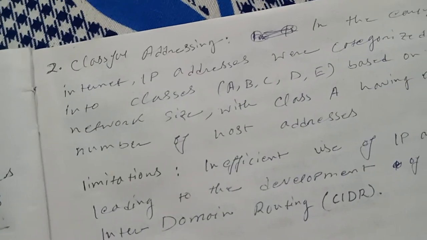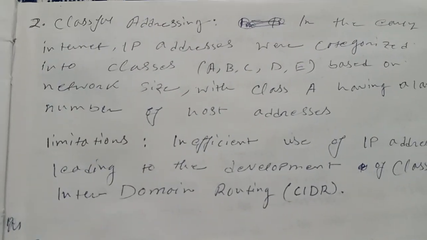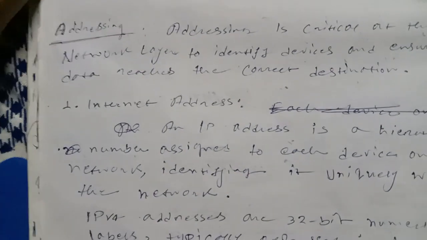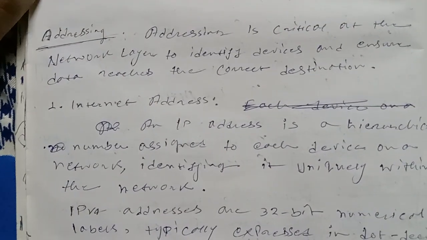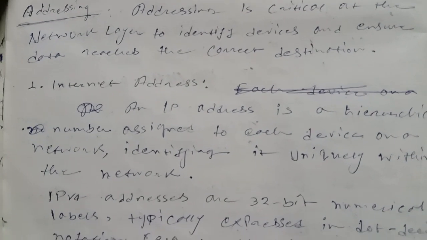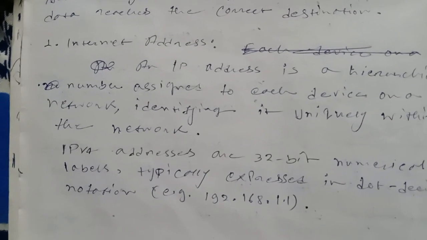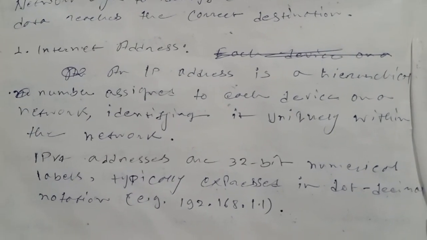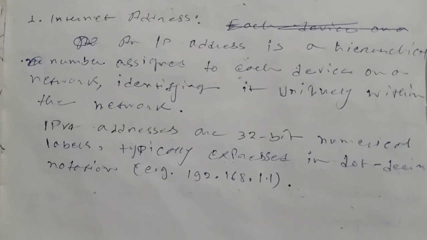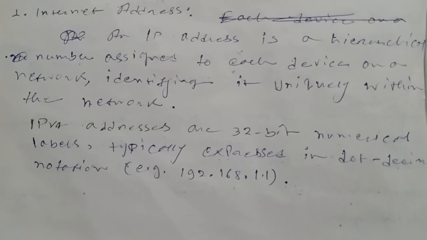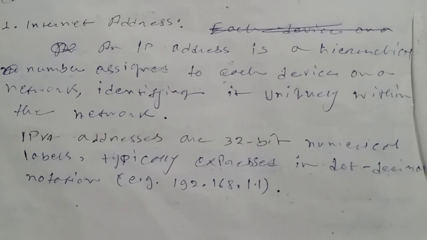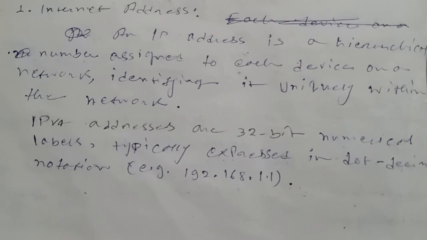So let's again see addressing, like internet addressing. Addressing is critical at the network layer to identify devices and ensure data reaches the correct destination. What is internet addressing? An IP address is a hierarchical number assigned to each device on a network, identified uniquely within the network. IPv4 addresses are 32-bit numerical labels, typically expressed in dot decimal notation.